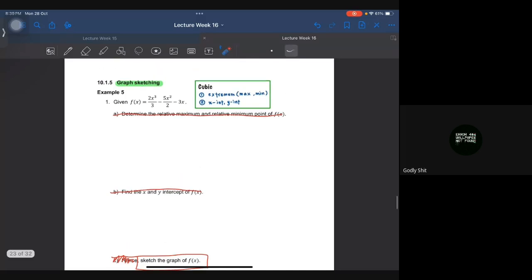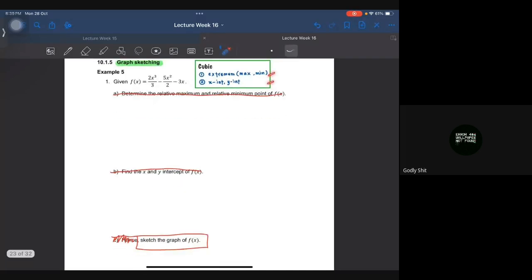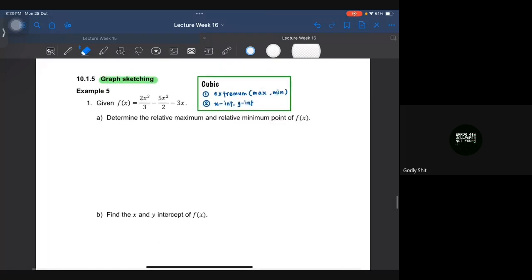So, ini adalah step yang awak akan follow. 2 step sahaja. Okay, the first step is to determine the extremum point, either maximum or minimum yang kita ada tu dekat mana. And then second step is to find x and y intercept. 2 sahaja. Okay, so ini kalau soalan tak guide awak lah, right? So, for this question, the question has already guided you. Dia dah bagi arahan dah dekat awak apa nak buat satu persatu. So let's just follow the instruction given by the question.